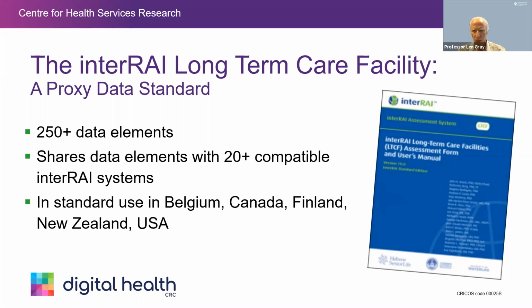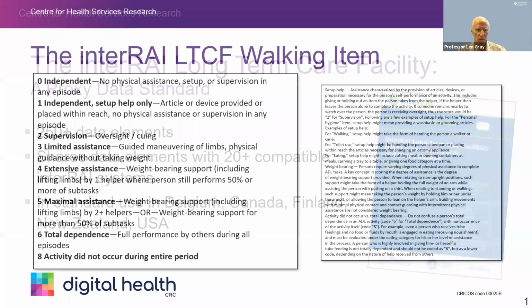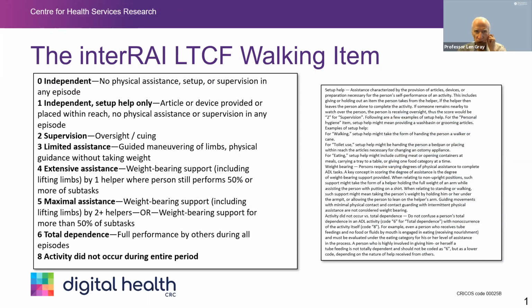And so just to illustrate, this is the mobility or walking item in the interRAI LTCF, and you can see, looking at the left-hand panel there, that it's a fairly carefully calibrated description of how much help a person needs in terms of walking. And on the right-hand side, you'll see there is a very detailed definition, and many people are very, very diligent about the way they score these items. So there's a lot of material to help get the scoring to be accurate. Once it's accurate, then of course, it becomes very suitable for sharing with others.